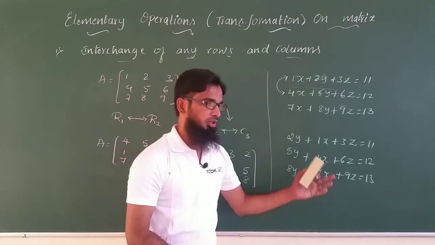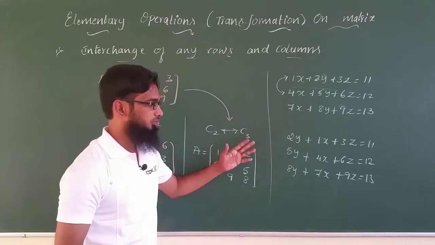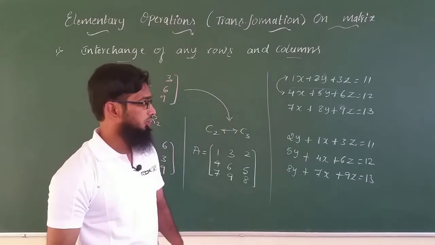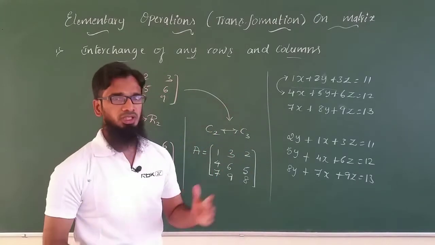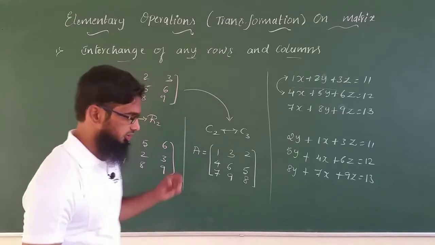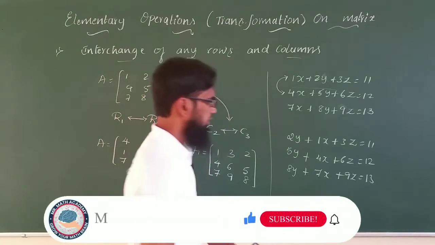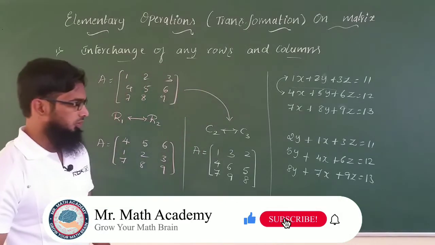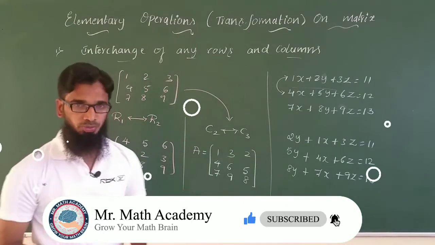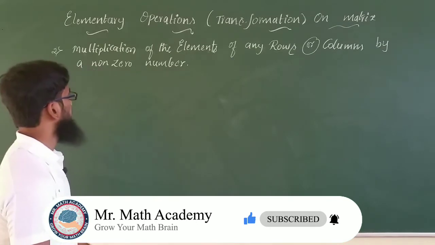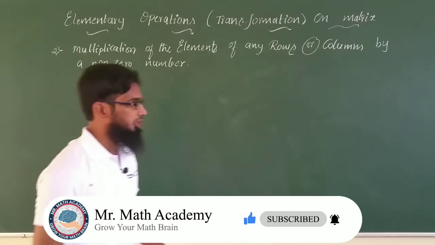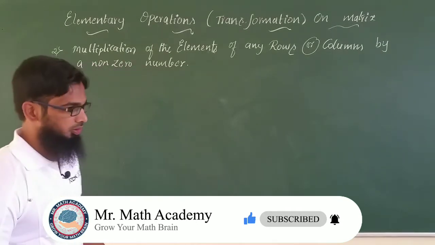By this method, there will be the help of these elementary operations here. Basically, we can interchange the rows and the columns in a matrix here. Now let us move on to the second operation. This is the second important elementary operation here, that is the multiplication of the elements of any row or column by a non-zero number. So means what?